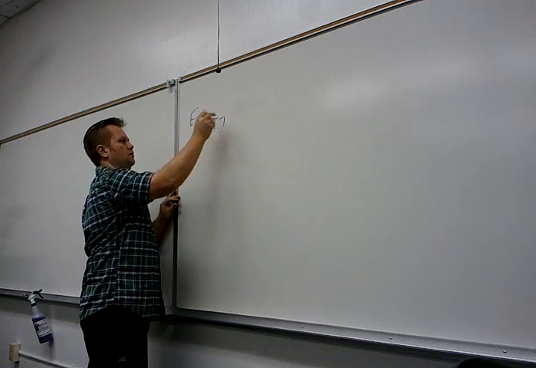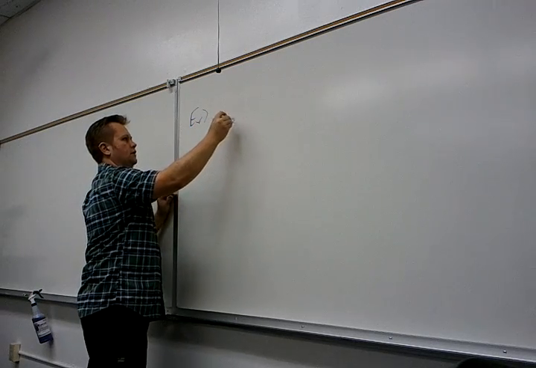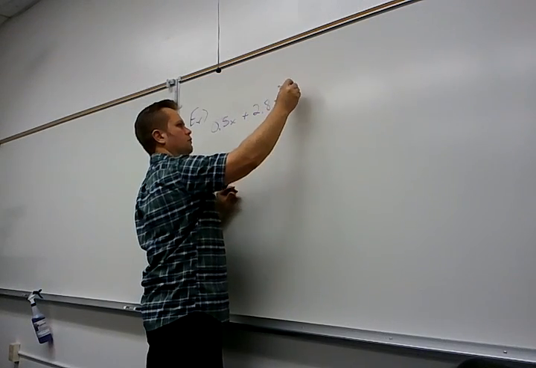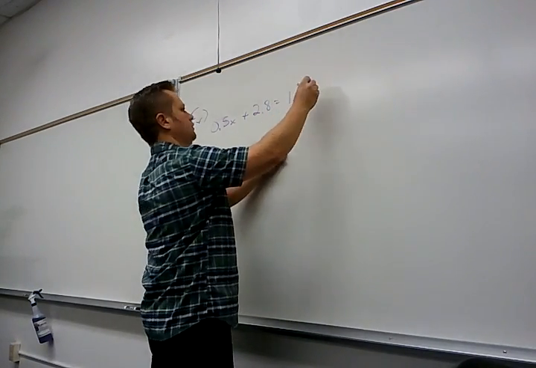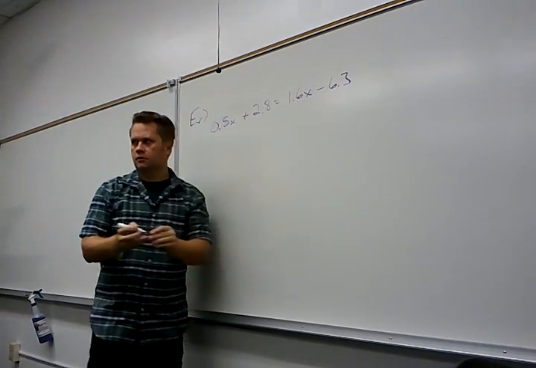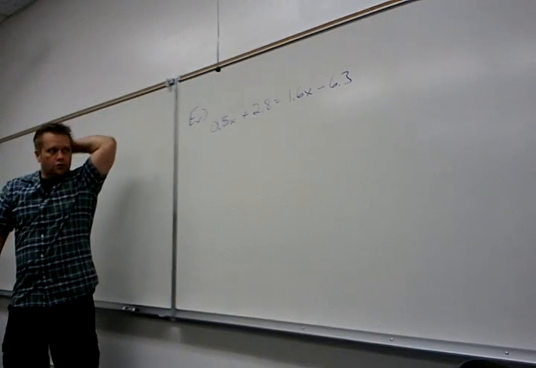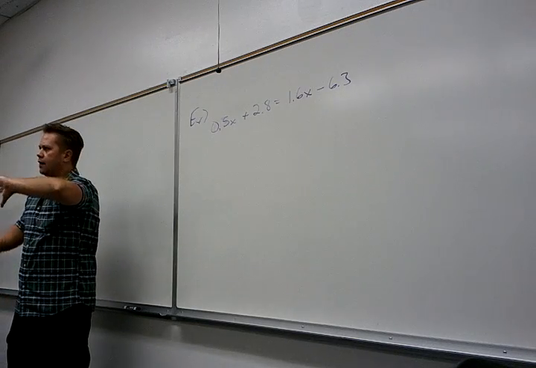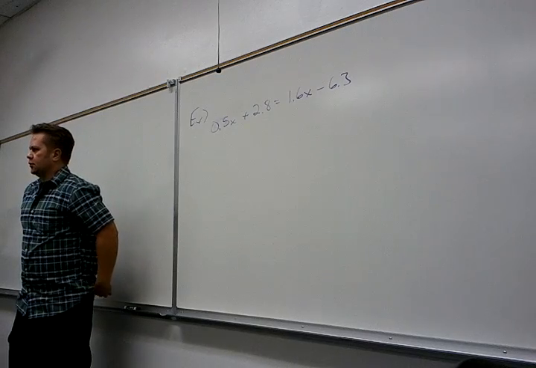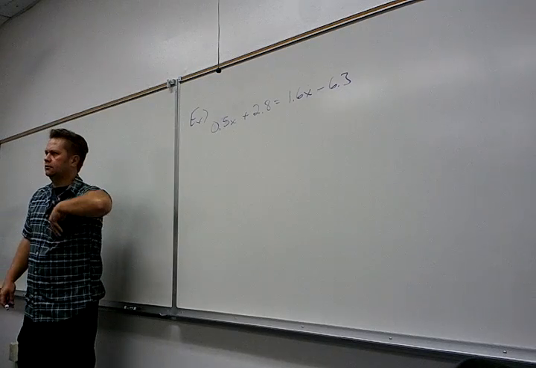So if I have, let's say, 0.5x plus 2.8 equals 1.6x minus 6.3, for example. You could just attack this directly without multiplying by anything, or you can multiply by something to make the decimal go away. It doesn't really matter. Either way you want to do this. So if you just attack this directly, 0.5x.